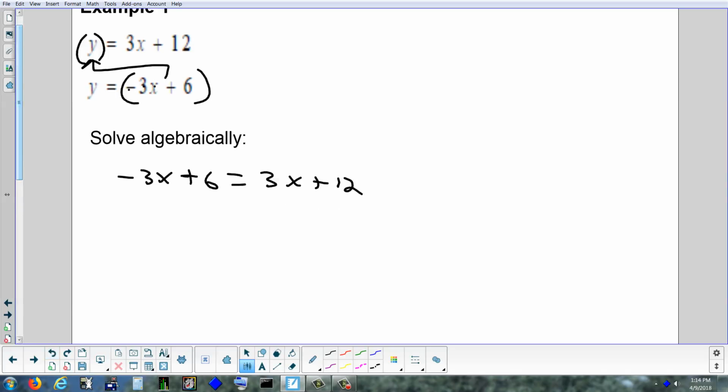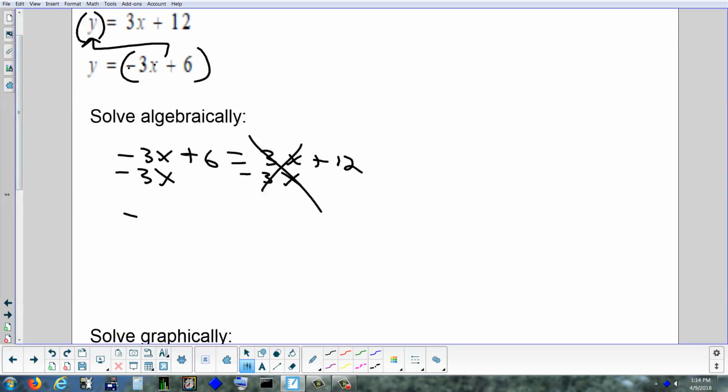All right, so first step, let's get all the x's on one side. So -3x. Okay, we could minus 3x from both sides, that's fine. That's gone. What's negative 3x minus 3x? Negative 6x plus 6. And what's still on the right side? 12.